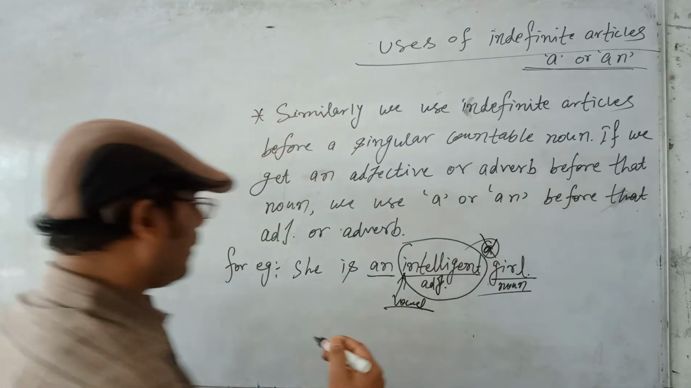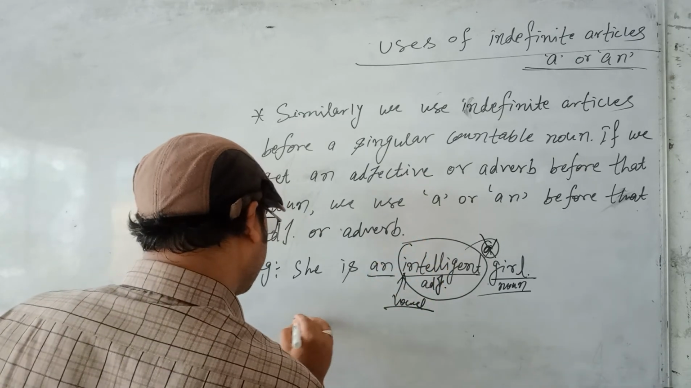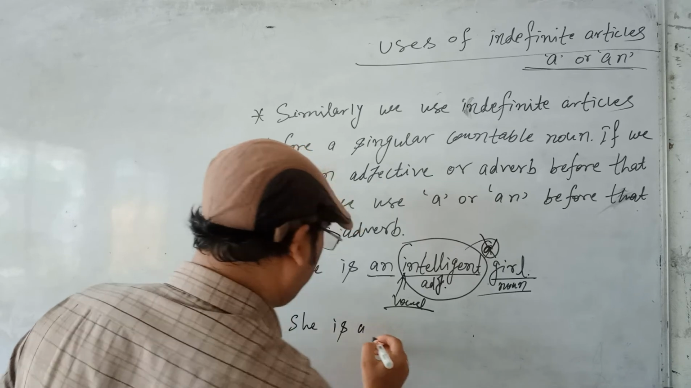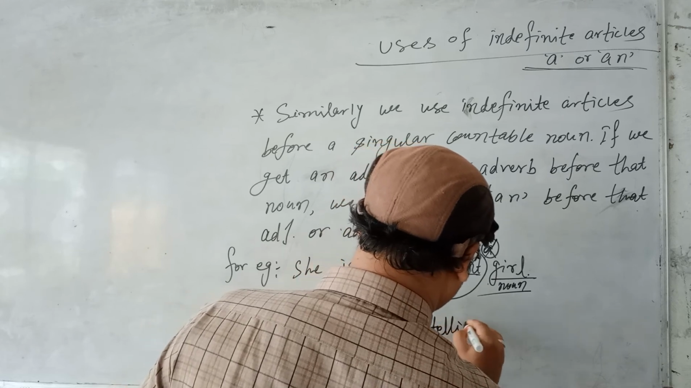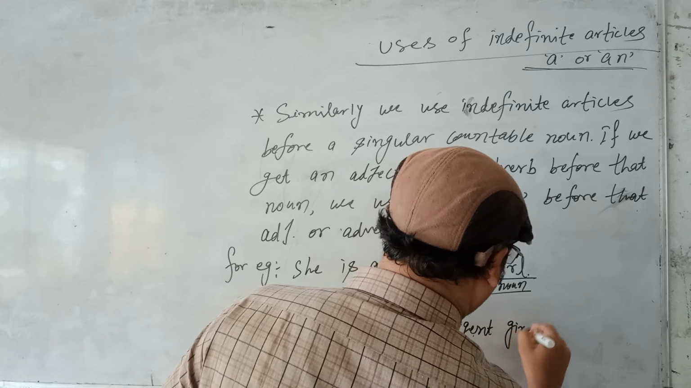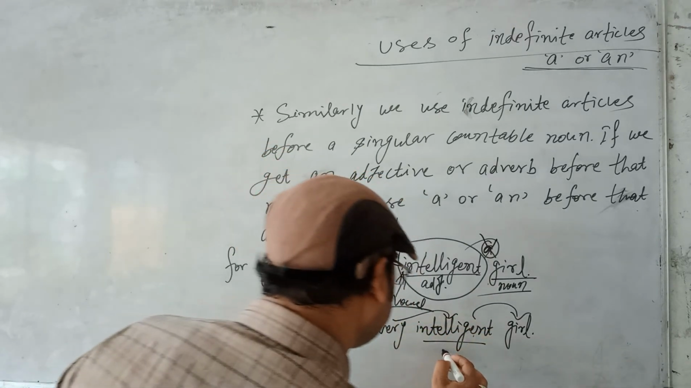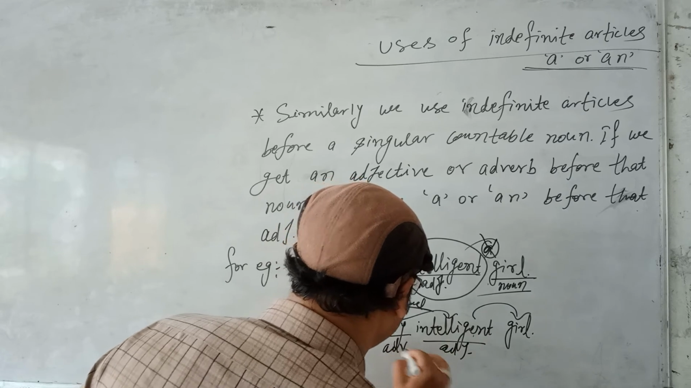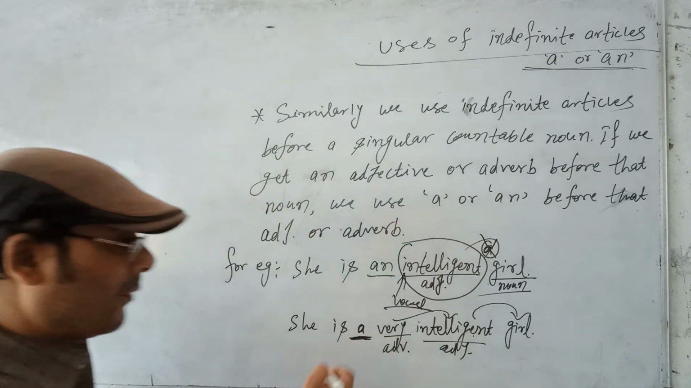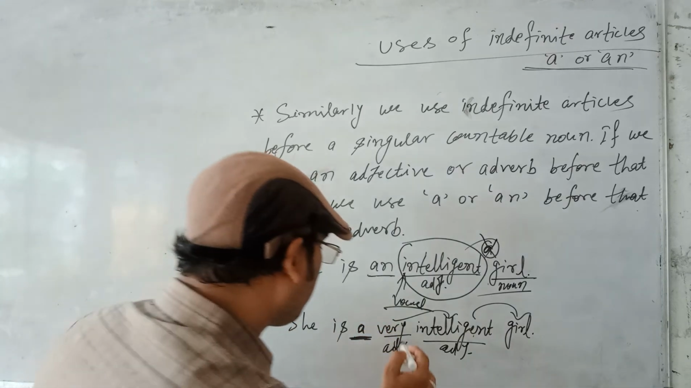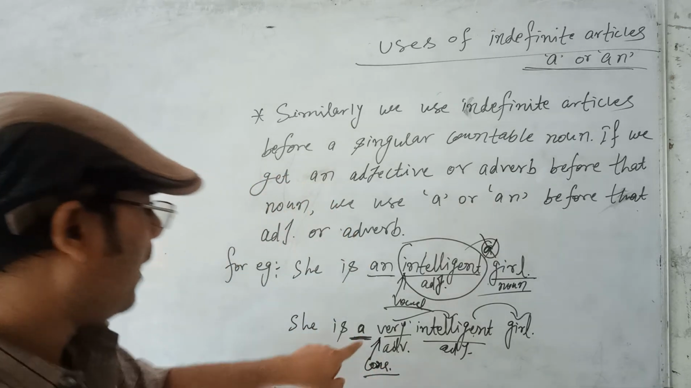Another, I talked about adverb. Same sentence here: she is a very intelligent girl. Now, this adjective identifies this noun, and this adverb identifies this adjective. So we use a here before the adverb, on the basis of the pronunciation of this adverb. So I used the article a here.